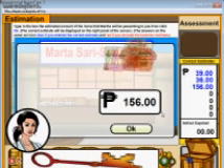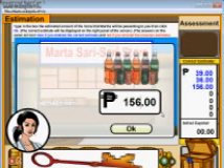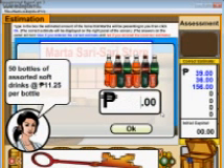Next would be sodas. 50 bottles of assorted soft drinks at 11.25 pesos per bottle. So how many are those? 50 bottles? That's a lot. So I think it's 562.5 pesos. I can compute it in my mind. It's gonna take a second. Okay, am I correct? I'm correct. 562.5. So since 5 and above, we're gonna round it up. It's gonna be 563.